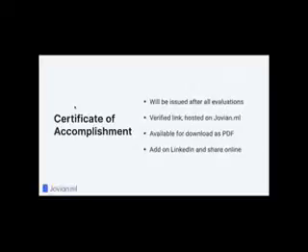Now, if you complete all the assignments and the course project, then once we evaluate all of that and you get a pass grade in all of them, then you will be issued a certificate of accomplishment. This will be a verified link hosted on jovian.ml. So it will be a page on jovian.ml, a part of your profile where it can be displayed. And this will be available for download as a PDF as well. So if you want to download it, print it out, you can do that too.